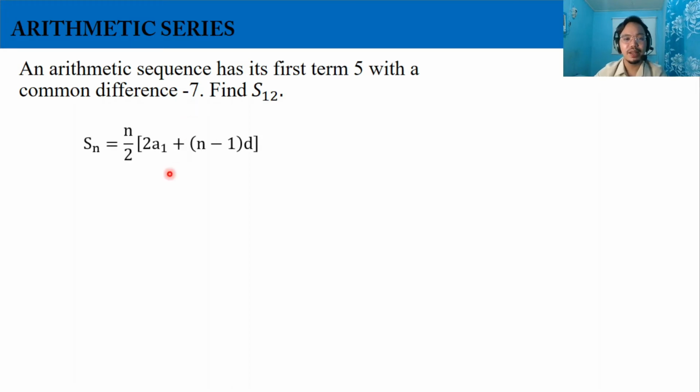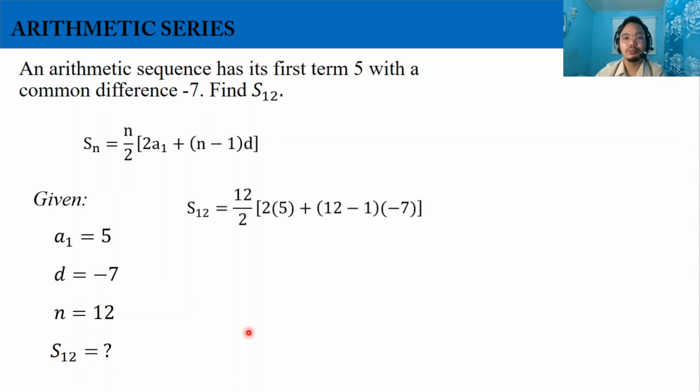So we have this formula again. For our given, we have the first term equal to 5. Then our common difference is negative 7. That is also given. Then n is equal to 12 because the sum of the 12 terms is what we are going to find. Then S sub 12 is unknown.